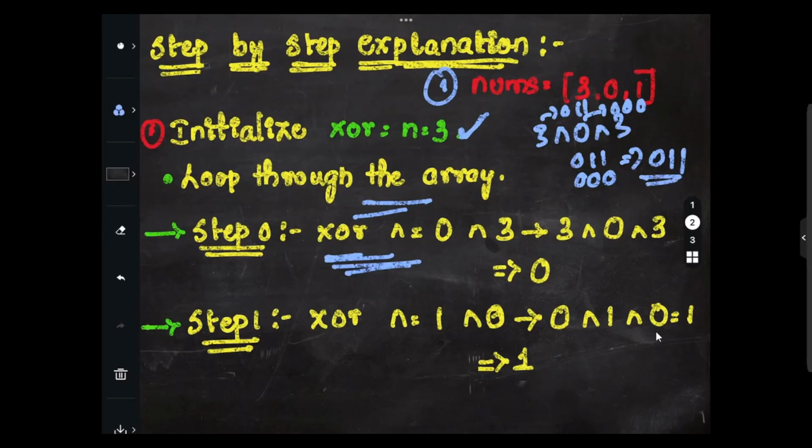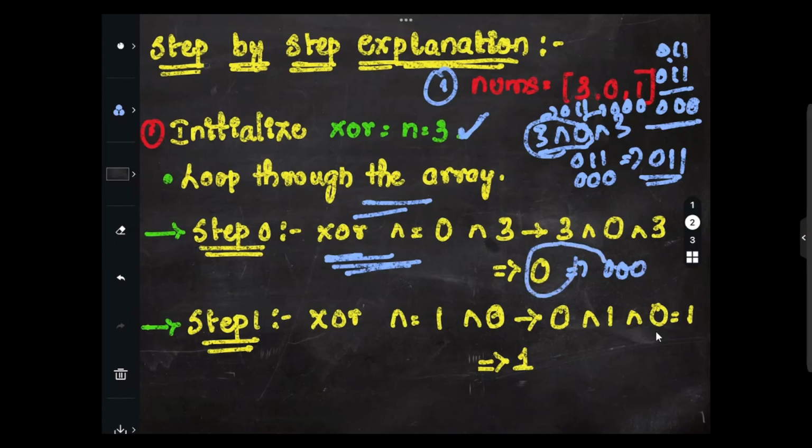Now for 3 and 0 we got 011, right? So again, we have to consider 3 XOR 3. For these two we got 011, and for 3 again it's 011 itself. 011 XOR 011 will be 000. So only if the numbers are different, then only it will be 1 for the XOR, right? So just remember this one. Now we have 000, and when we convert this one to integer, we get 0. So this is how we got 0 in this case, right?